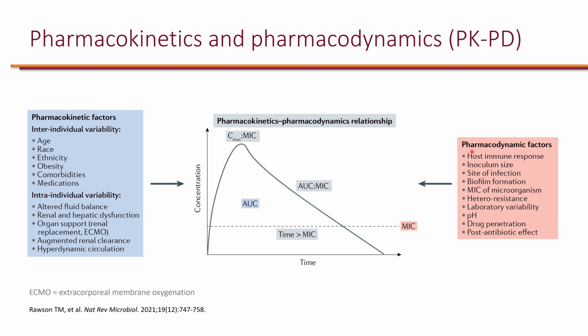And then pharmacodynamic factors are things such as host immune response. Sometimes patients might be immunocompromised. Then inoculum size. Sometimes an infection can have a lot of bacteria at the site of infection. That's referred to as the inoculum size. Or sometimes there might be just a few. The higher the inoculum size, the more difficult it is to eradicate the bacteria from the site of infection. We talked about tissue penetration at the site of infection. There are things like biofilm that we'll talk about in another lecture. And there are other things that affect pharmacodynamics.